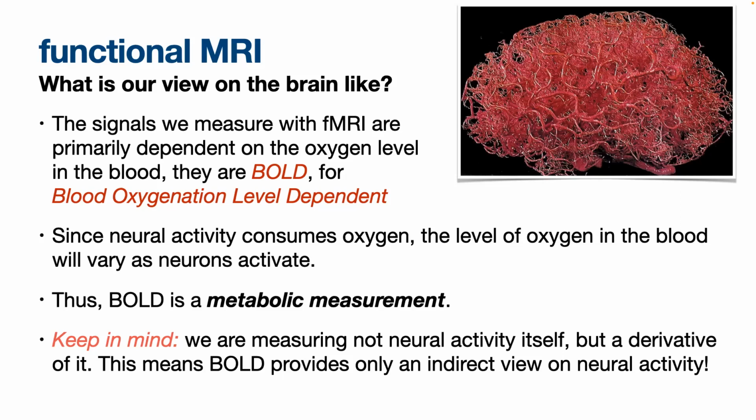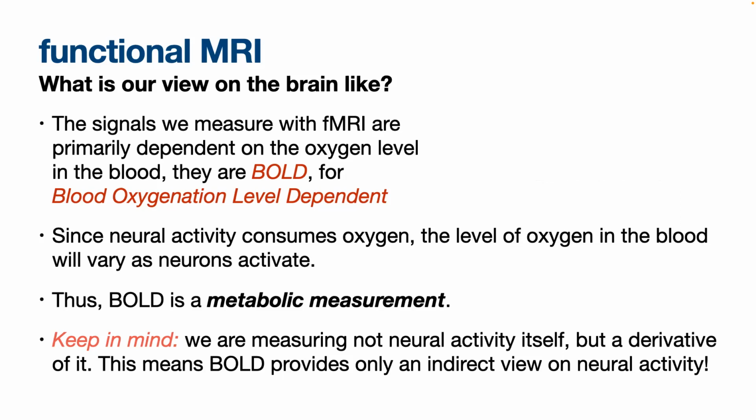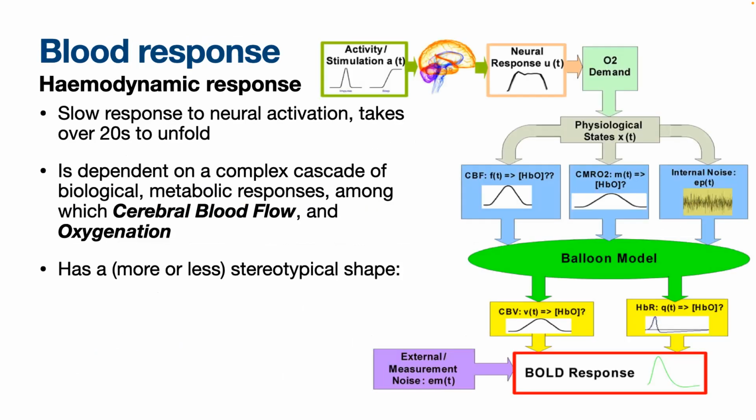Okay, so caveat number 1, right? Blood, not neurons. Very important. Now, it gets worse. This is not just blood, right? So whenever a neuron fires, I get X blood, we're good, right? No. There's an entire metabolic cascade of events that happens after neurons fire.